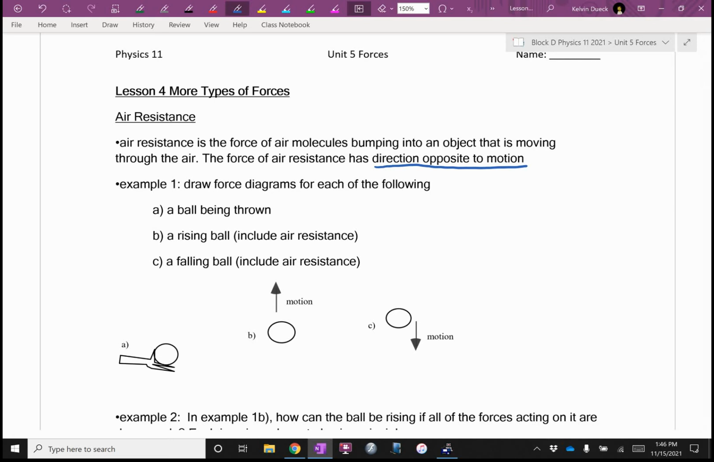We're going to draw free body diagrams for 3 situations in example 1. A ball being thrown, so situation A is while it's in my hand and on the way up. Situation B is after it's left my hand, but on the way up. And situation C is after it's reached the top and is on its way down. But now it wants me to include air resistance. Okay, I'll zoom in on the first diagram.